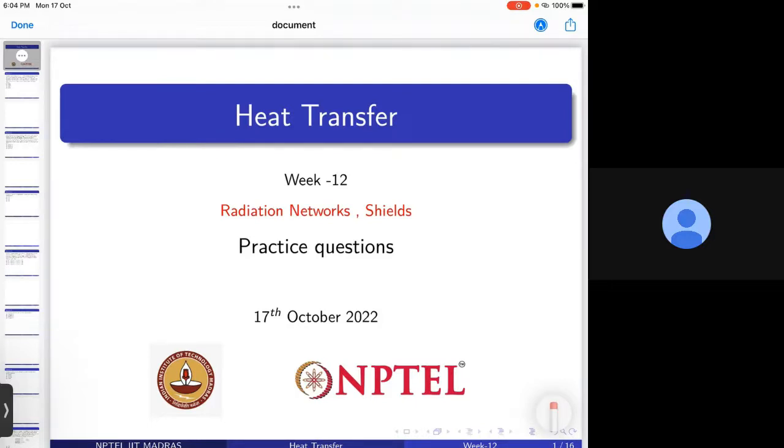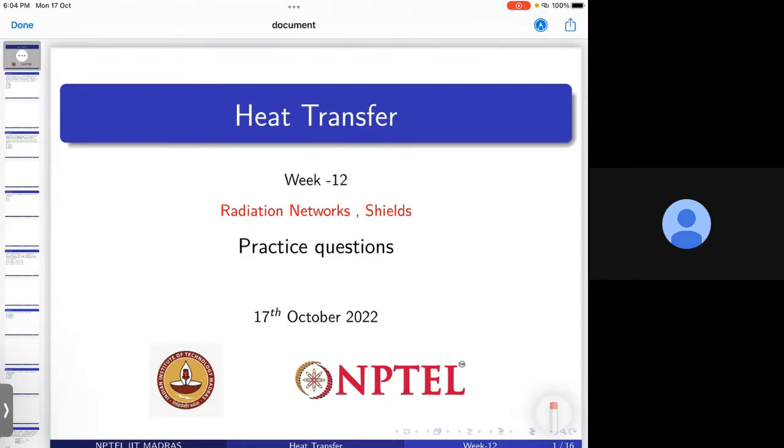These are problems related to radiative heat transfer exchange between two or three surfaces which are interacting with each other, using radiation networks, and we discussed questions related to that. Also an important concept known as radiation shield, which is used to reduce the radiative heat transfer between the surfaces. So today we will be discussing some questions related to these topics.